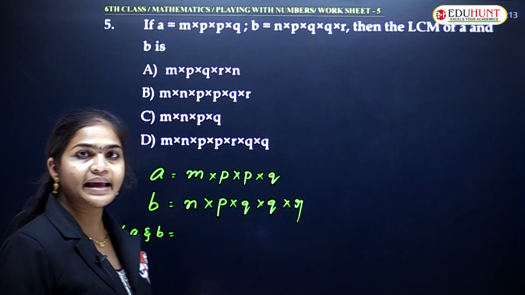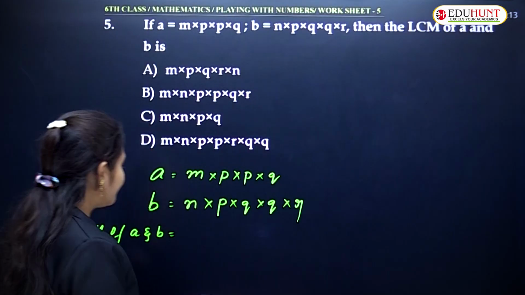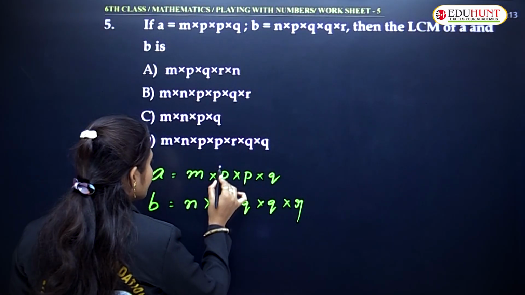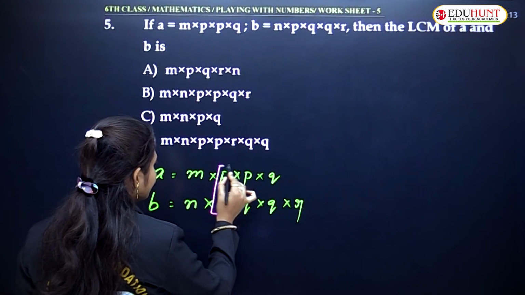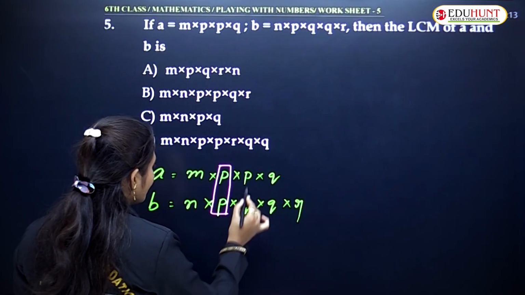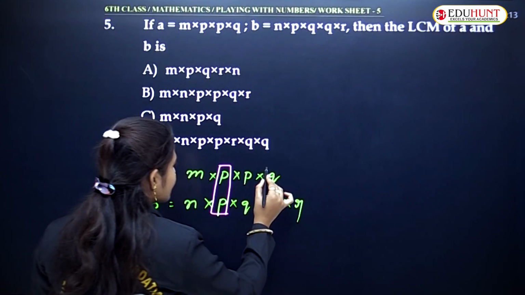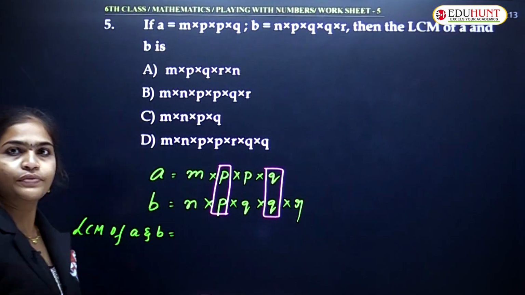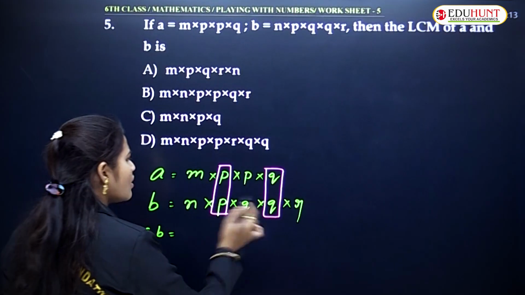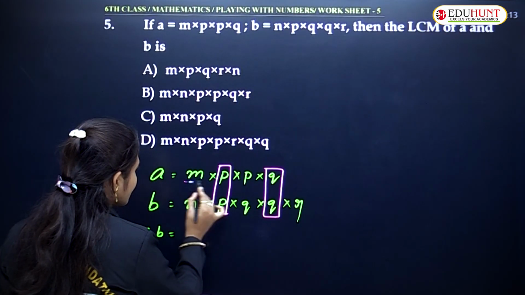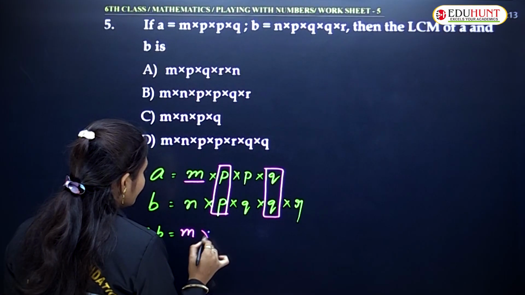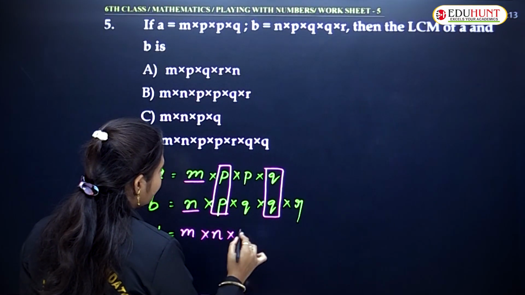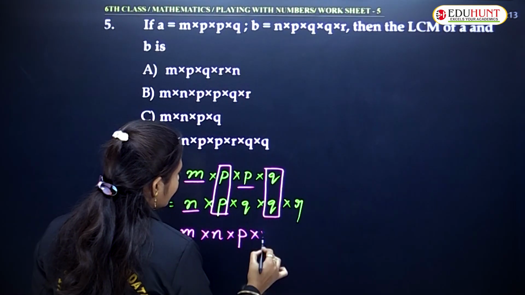So how do we take the LCM of these two numbers, ma? See here. First we have to take the common ones. P and P. Next, P is not there, M is not there here. Okay, next Q and Q. You can write the common ones first or the other ones, as you wish. So what is left over here? M into, and the leftover N, into the common one P, into the next P.